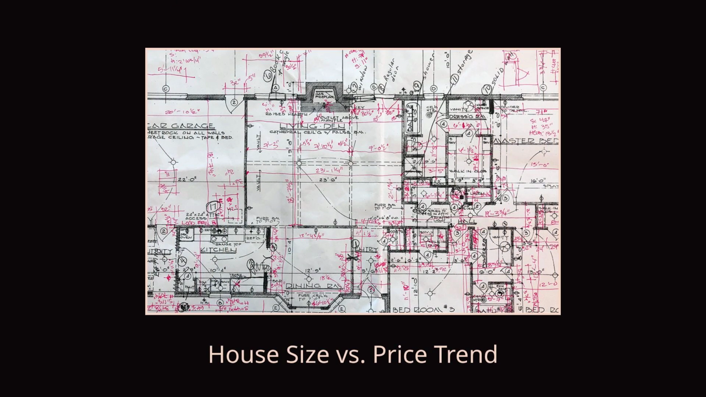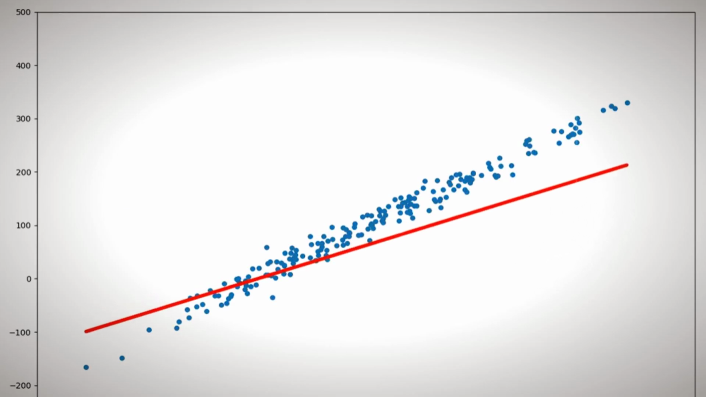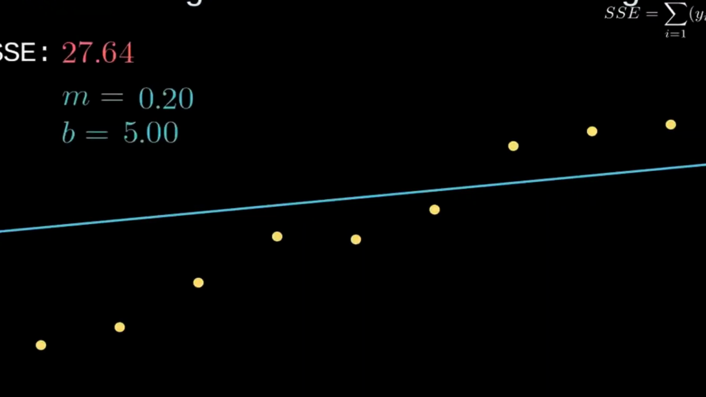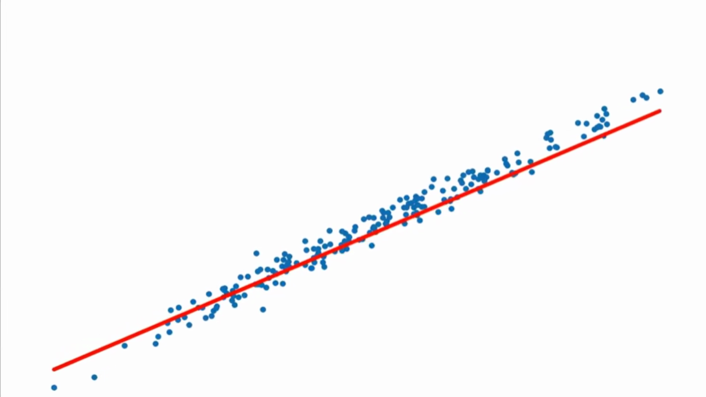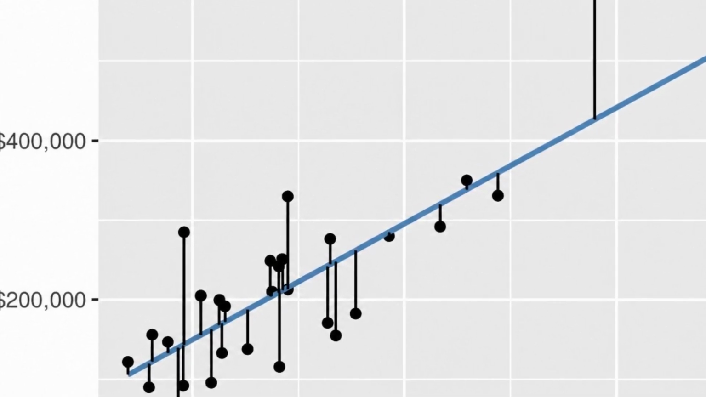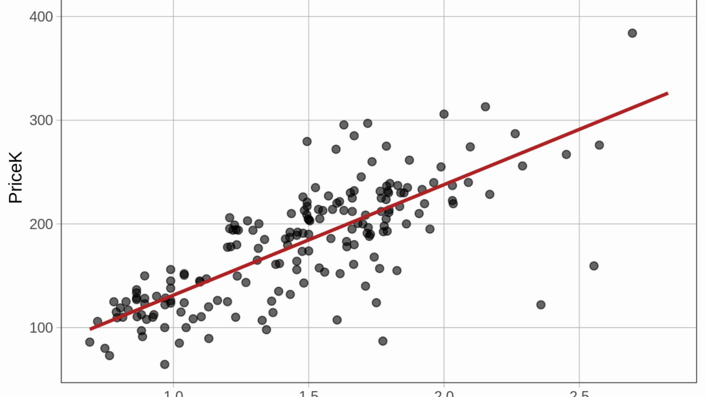Put dots on a graph, house sizes against house prices, say. Draw the straight line that comes closest to all of them. The line has 2 adjustable numbers, its steepness and its height, and least squares tells you how to set those 2 numbers so the total error is as small as possible. Once you have the line, you can hand it a house size it has never seen, and it will give you a price. That's regression.